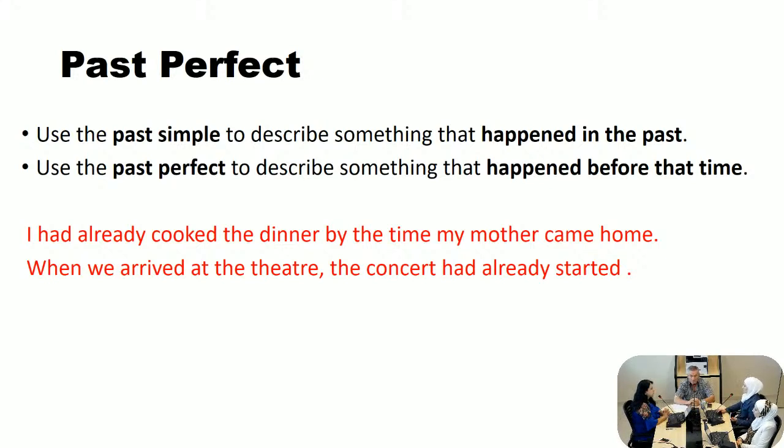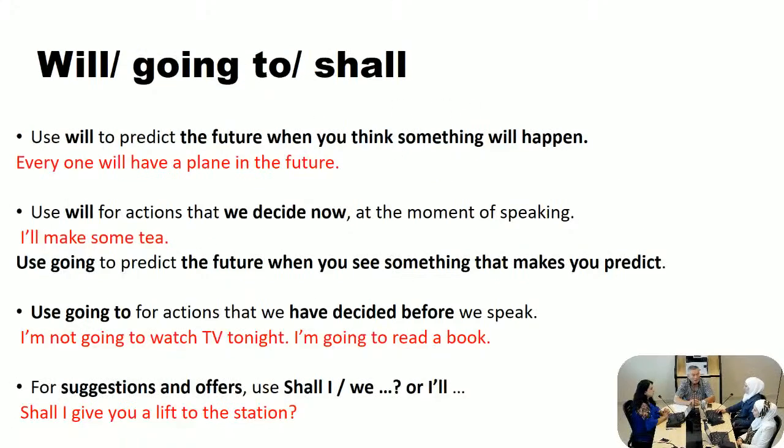Next slide, Ms. Samaher. Ms. Nasreen. Yes, to mention the future, we usually use will or going to. We use will to predict the future when we think something will happen. It depends on your mind, not on a plan in the future. So we are predicting.